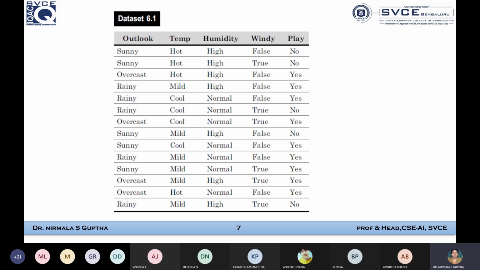So then what is the error? What is the error, my dears? 3 by 7 or 4 by 7? 3 by 7. Wonderful. 3 by 7 is the correct answer. Because the decision rule is high gives no. So I need to get the error count for the yes value, not for the no value. No means it is a perfect prediction. When the humidity is high, I'm not going to play. Right? Are you getting it? So we need to get 3 by 7.